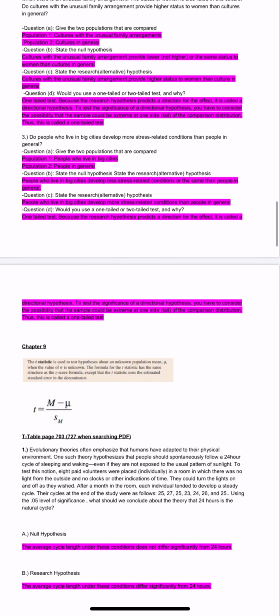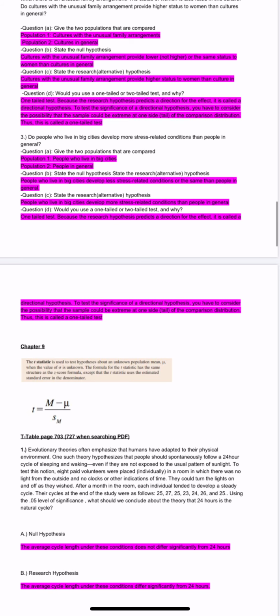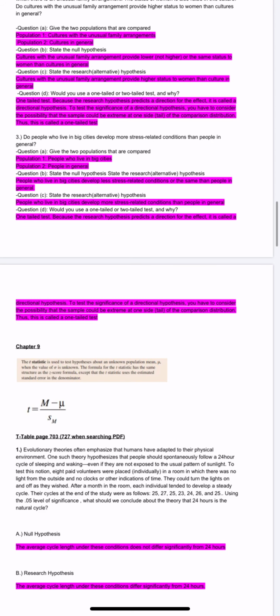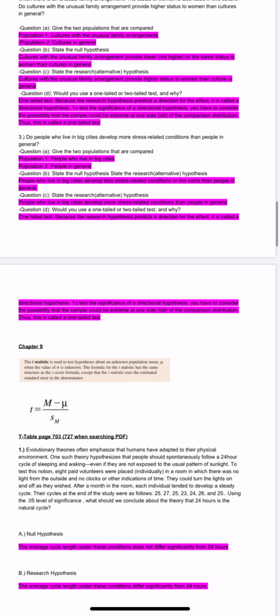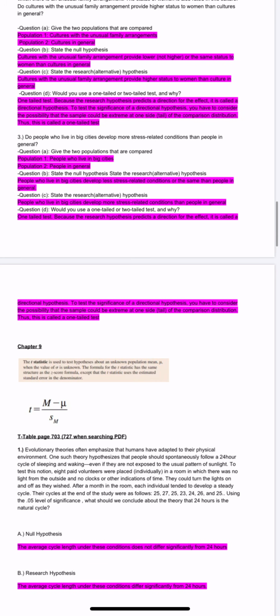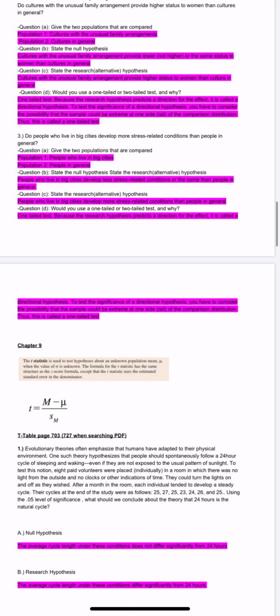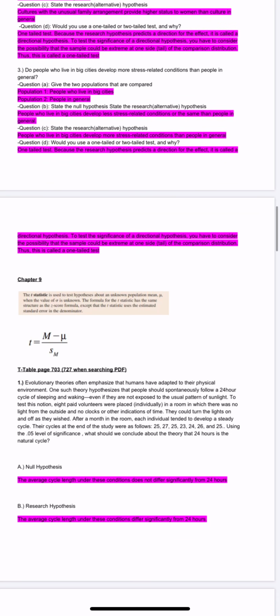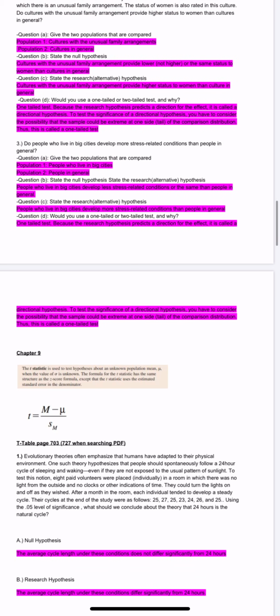Do people who live in big cities develop more stress-related conditions than people in general? So when you're reading questions, you see more, you already know, okay, it's going to be a one-tailed test in a positive direction. Give the two populations that are compared: people who live in big cities, people in general. And null hypothesis: people who live in big cities develop less stress-related conditions or the same than people in general. Again, we're looking for more stress-related conditions, so the null will be less stress-related conditions or the same. State the research alternative hypothesis. People who live in big cities develop more stress-related conditions than people in general. And it's a one-tailed test, right, because we're looking for a direction.